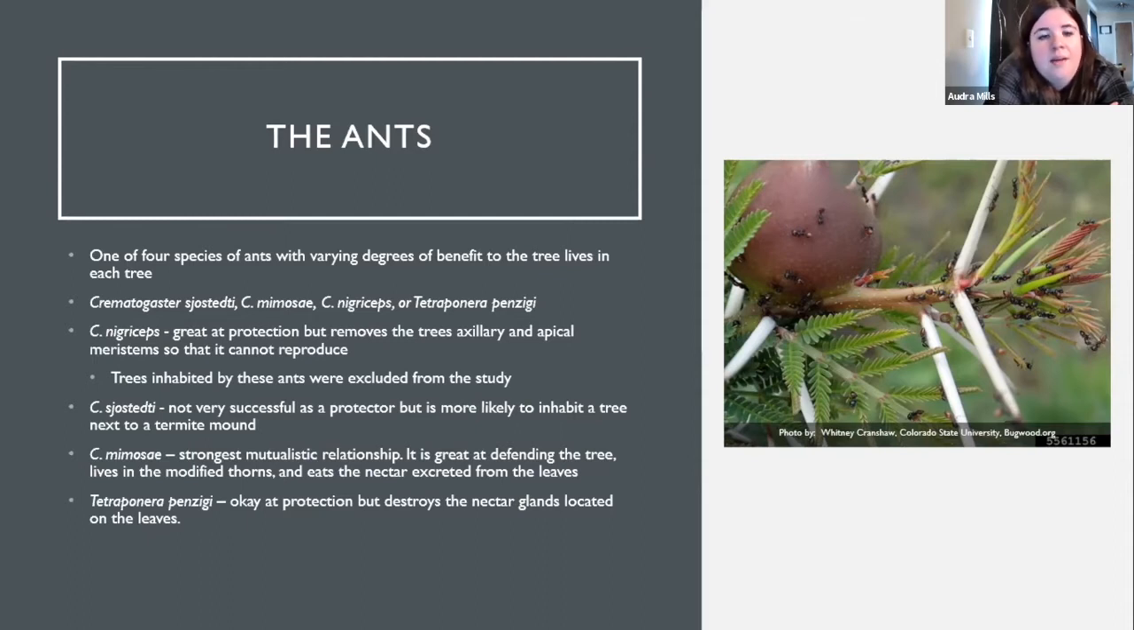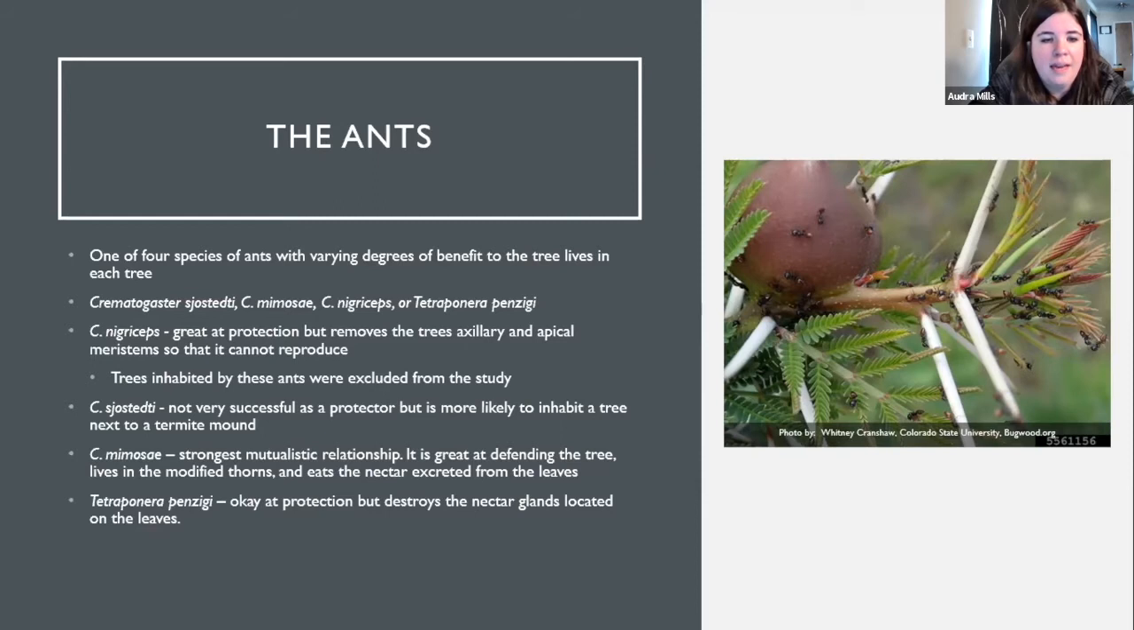The Nigriceps are great at protection, but they do sterilize the tree by removing the axillary and apical meristems so that it can't produce. So because of that, any trees that were inhabited by these ants were excluded from this study. The Sjostedti, on the other hand, are not the best protectors, but they are more likely to inhabit a tree that is next to a termite mound because they're not great protectors.